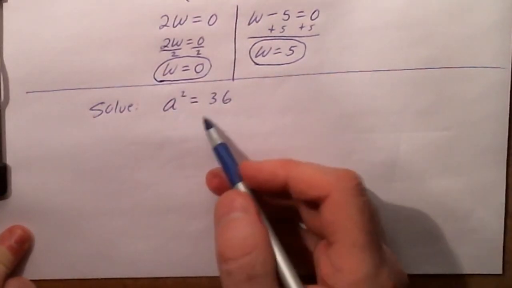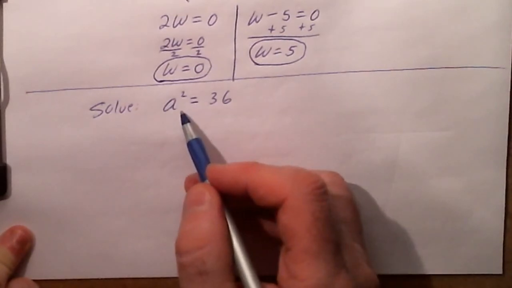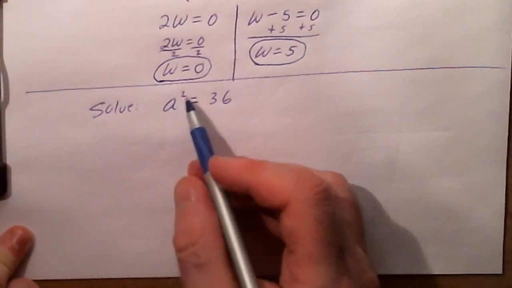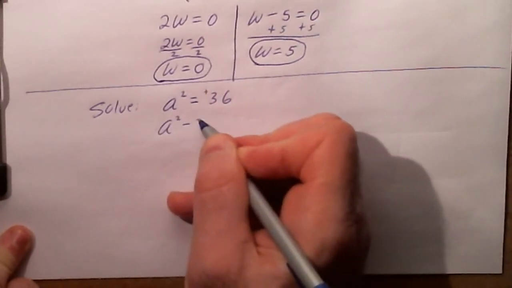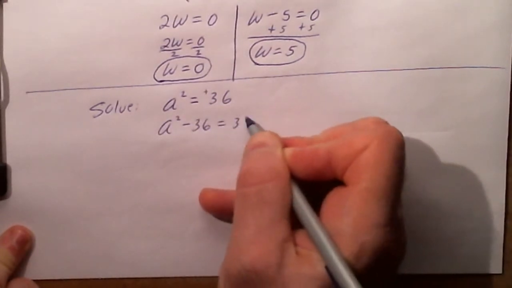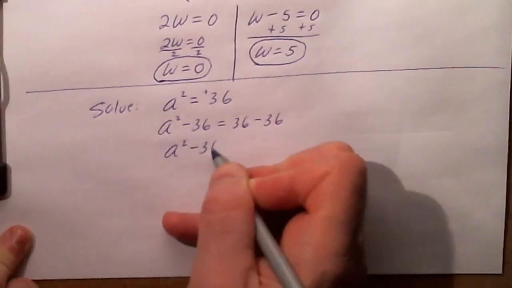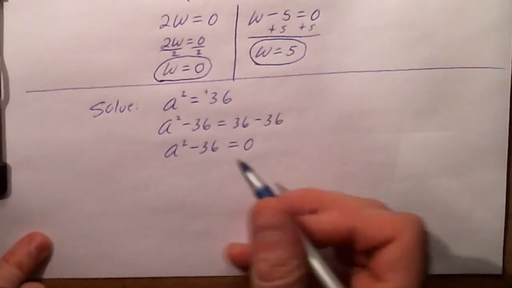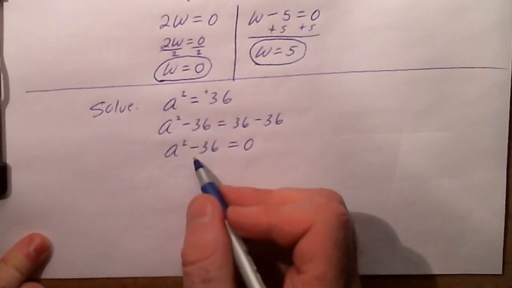All right, we'll try this one. I'll try to solve a squared equals 36 for its two solutions. Notice we are going to get two solutions because it is a second-degree equation. First of all, we have to get this equation set equal to 0, and to do so, we're going to subtract 36 from both sides of our equation.